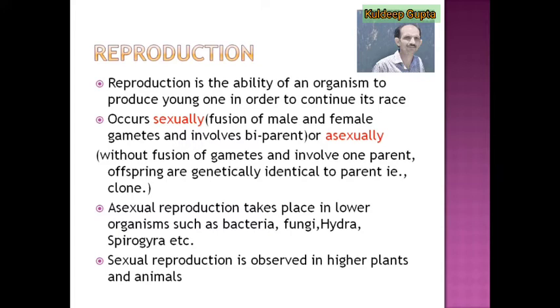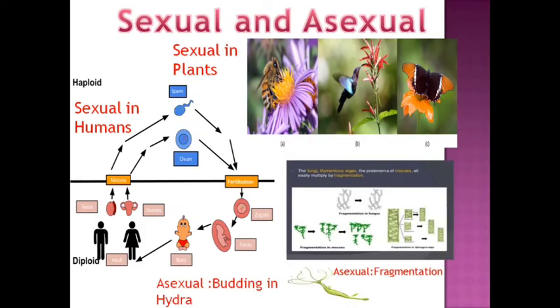So the next characteristic is reproduction. Actually, we all know that reproduction is the ability of an organism to produce young ones so that the continuity of life is maintained, and it occurs both ways, that is sexually and asexually. Sexually with the help of gametes, male gamete and female gamete, and two parents are required, whereas in asexual reproduction only one parent is required and it takes place in lower organisms, whereas sexual reproduction is observed in higher plants and animals.